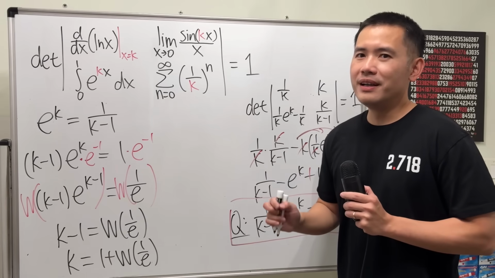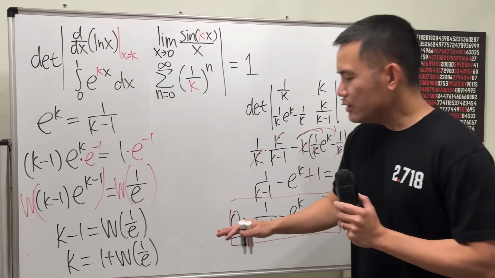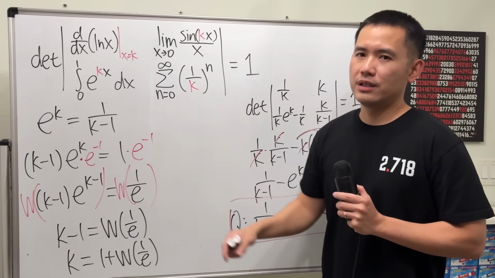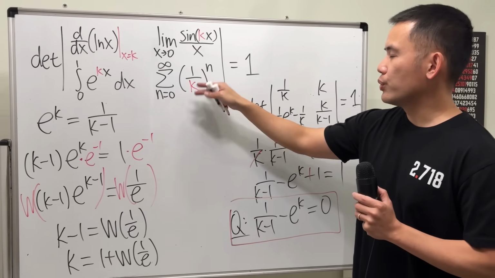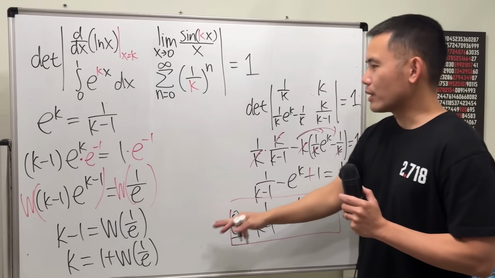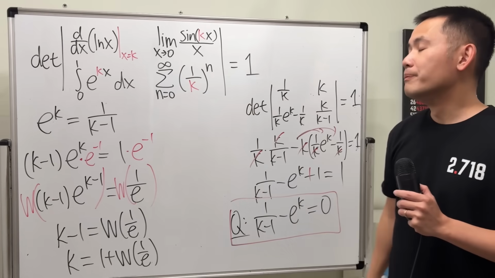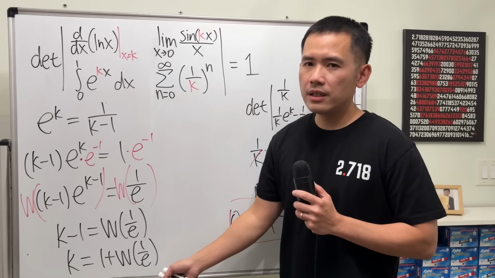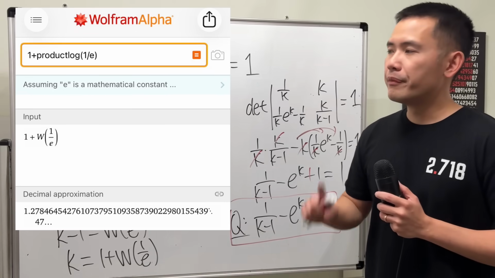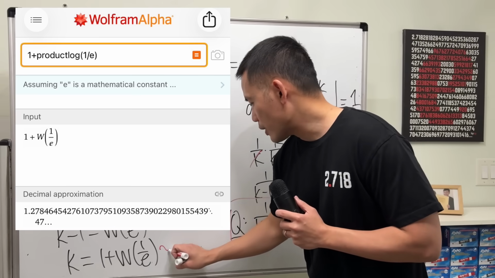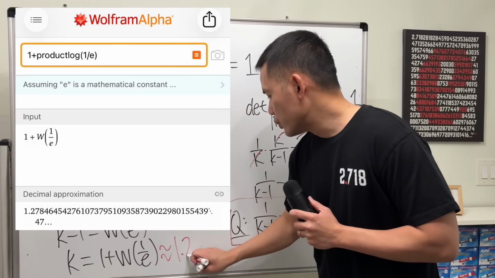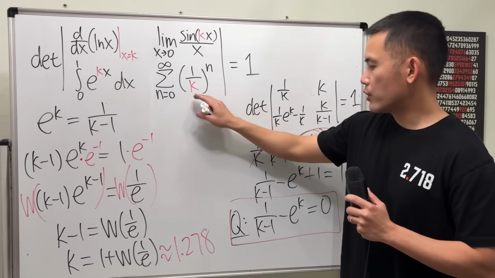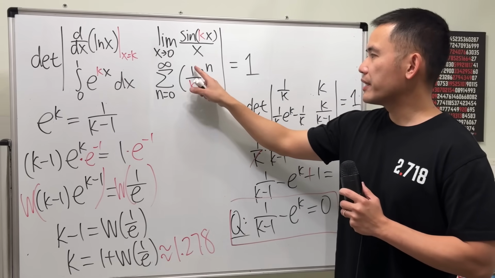Now, remember, there's a small detail, right? I need to figure out how big this number is, because otherwise, this right here might not even work. If k is 0.2, then even though this right here works, it wouldn't work for this thing right here. So that would be bad. But don't worry, because you can just enter this expression onto Wolfram Alpha, and you can see that the answer is approximately 1.278.